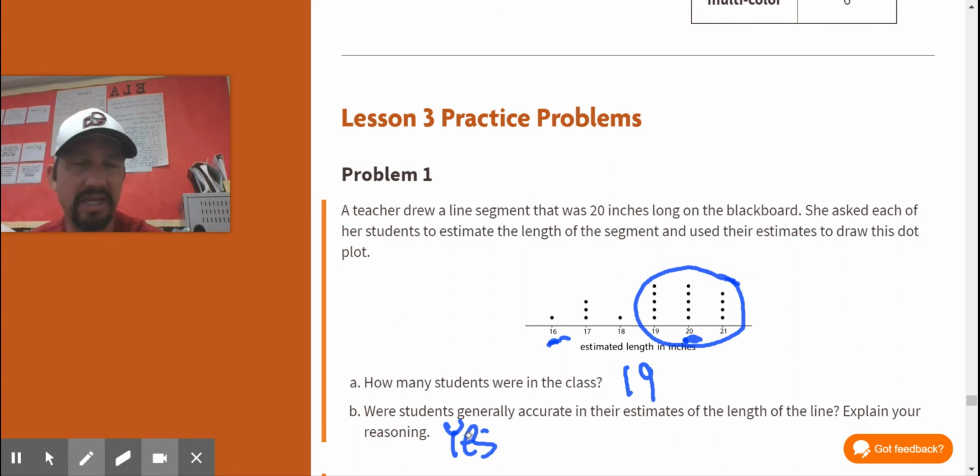So when I'm looking at that distribution, I would say the distribution was pretty even between 19, 20, and 20.